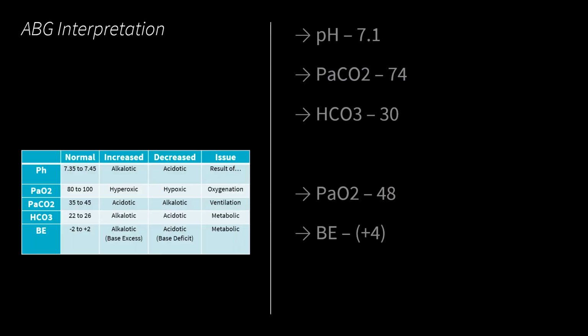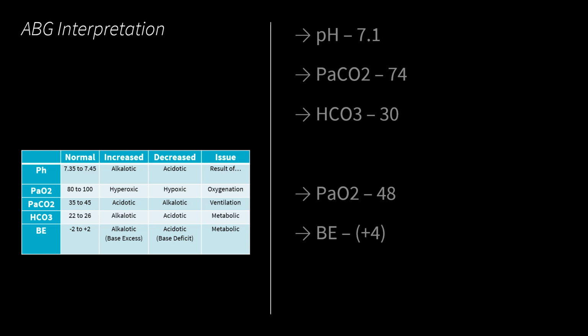All right, our next one, and again, you can pause and take a look at it, but I'm going to continue on. So we use our methodical approach here. We look at the pH first and we ask ourselves, is it acid, base, or normal? We see a pH of 7.1, so we know it's an acid because it's lower than 7.35. So we have an acidosis. That's going to be part of our formal interpretation.